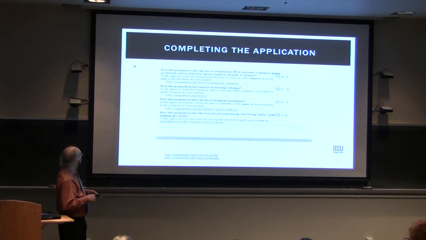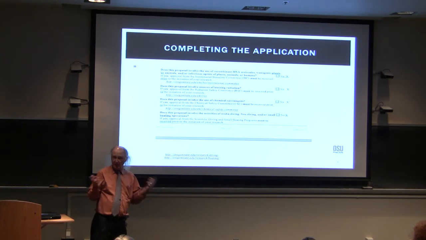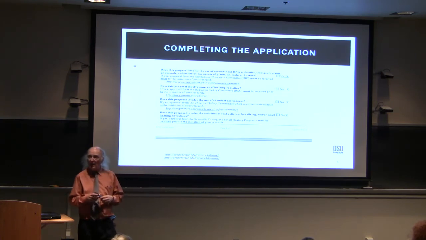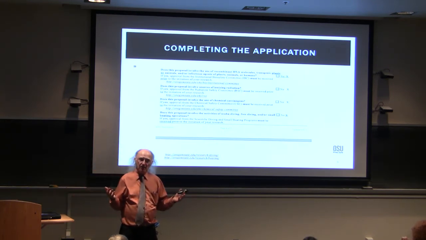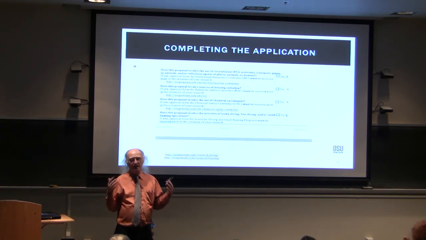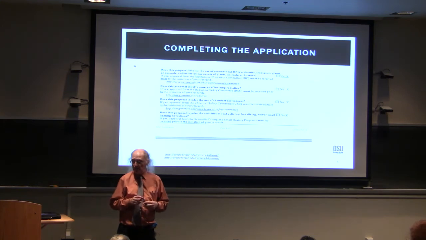Does this proposal involve the use of recombinant DNA molecules, transgenic plants or animals, and/or infectious agents of these? In many cases, working in a biological sciences lab, the answer to this will actually be yes. To not use recombinant DNA technology is almost the exception. But again, that laboratory is already going to have some approval for that. You're probably going to check yes, and you're just going to have to make sure that you've dotted the I's and crossed the T's.